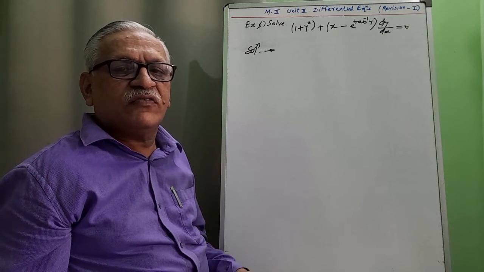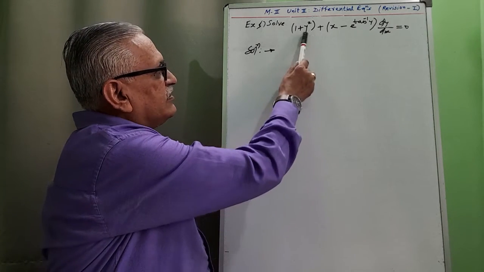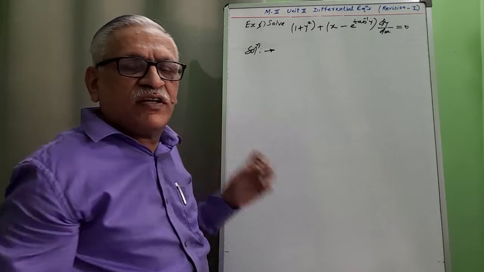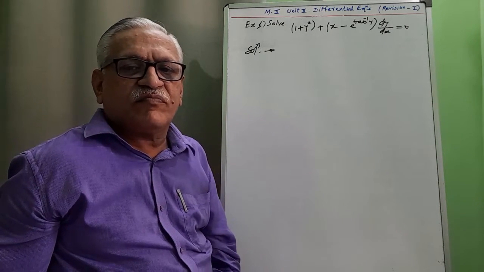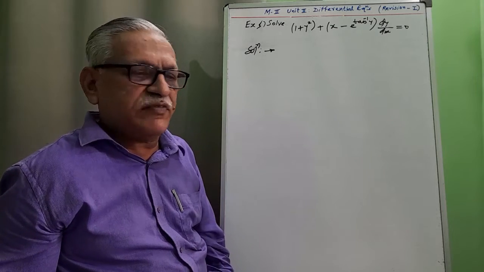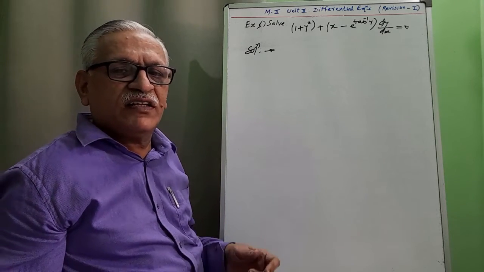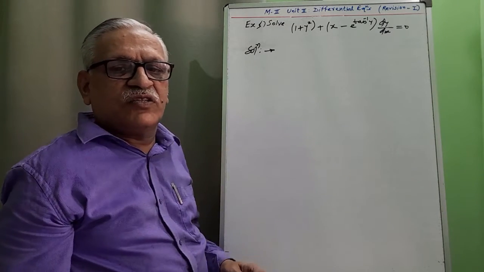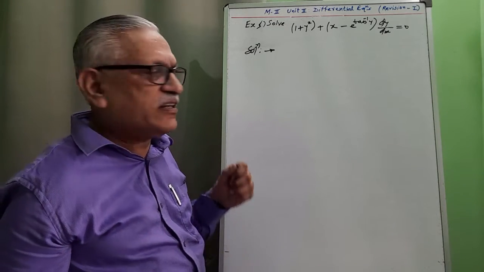Then we think whether it is linear in y. We have two terms, y square and e raised to tan inverse of y. Due to these two non-linear terms, it is not linear in y. Then we think whether it is linear in x. Only one term of x whose degree is 1, therefore it may be linear in x.